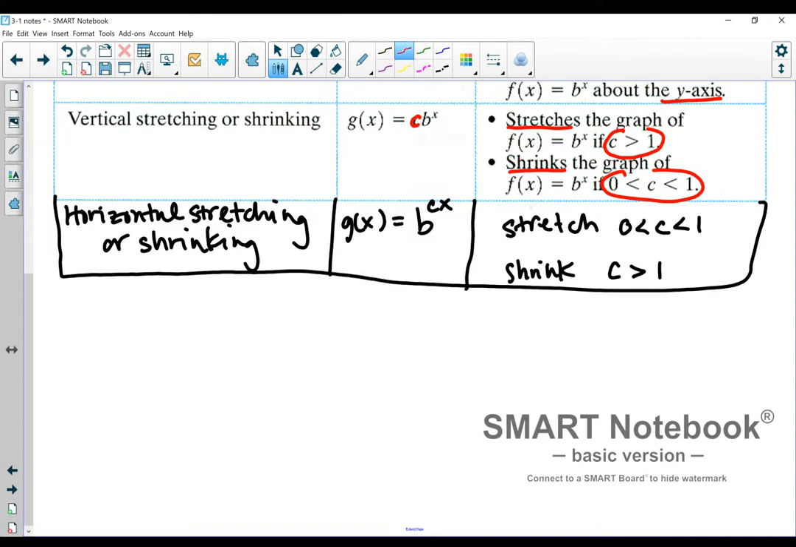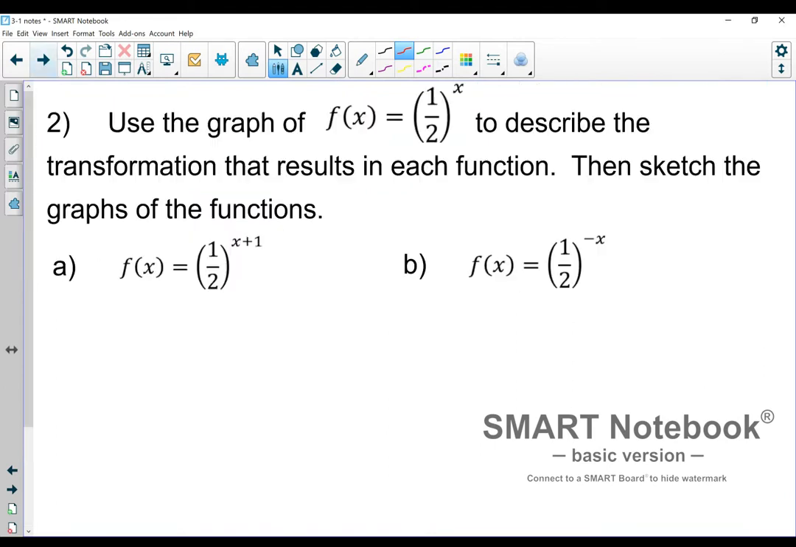And then just so it looks like the other ones, I'm going to go over the C here and stretch and shrink and just kind of underline main ideas. So now we're going to take a look at the graph of 1/2 raised to the x power, and then look at how these functions would change depending on what we do.